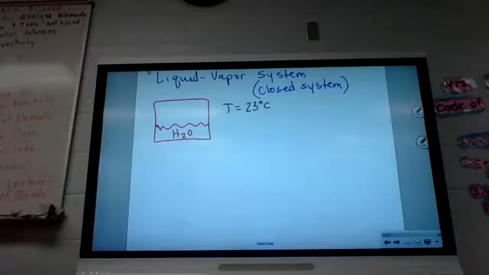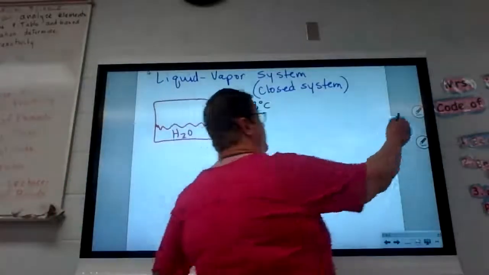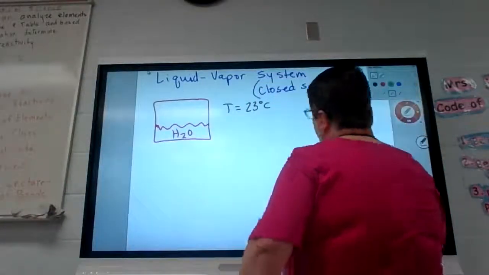Now, the reason we have to talk about this system is because we have to talk about boiling. That's part of your curriculum. And you can't talk about boiling without understanding equilibrium. So that's the purpose of this. That's why some of you are going to be looking at me like, why do we need to know this in a minute, Ms. Wall?